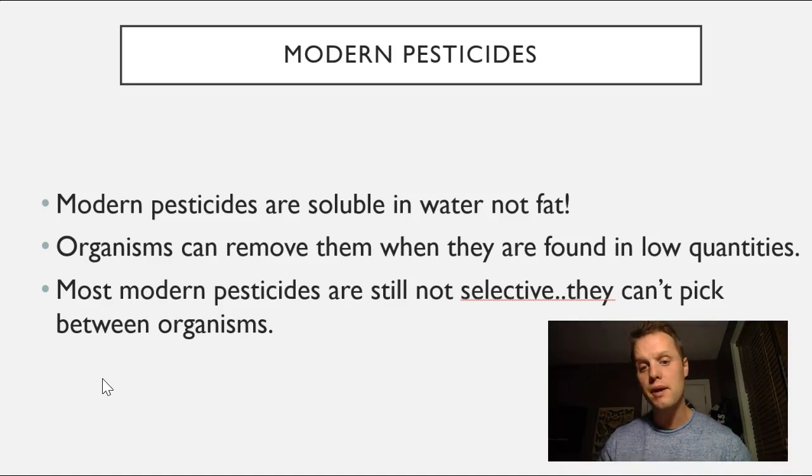Most modern pesticides are still not selective. They can't pick between organisms which ones you want to kill, which ones you want to keep. So that means pesticides are still dangerous. They're a lot better than they used to be, but some of the side effects are still unknown whenever you have a pesticide. It's a good rule of thumb to always wear your safety equipment when you're using pesticides.